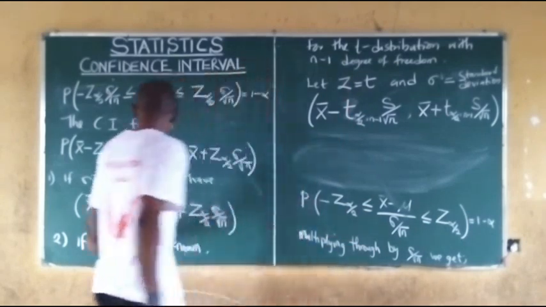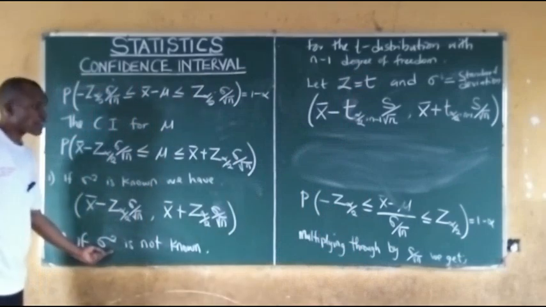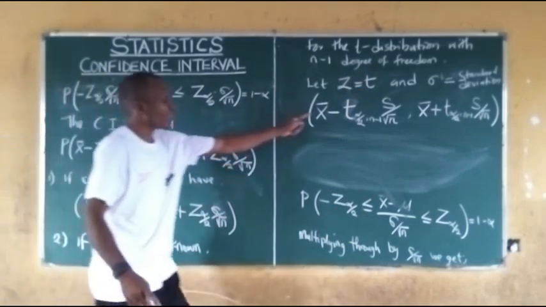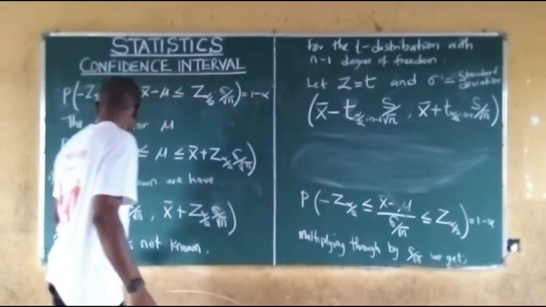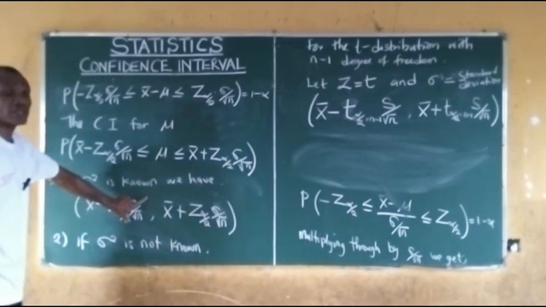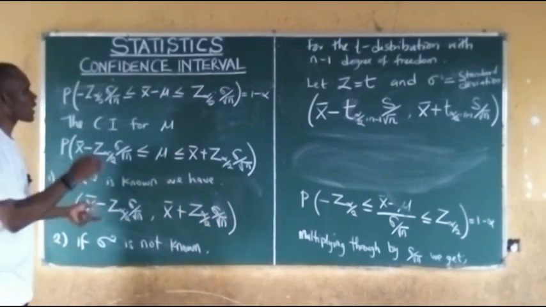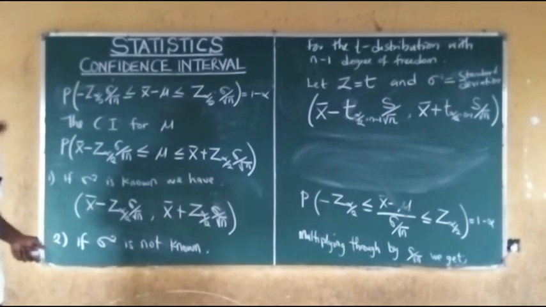So when the variance is not known, we have something like this. And when the variance is known, we have this. So this is how we can compute the confidence interval.